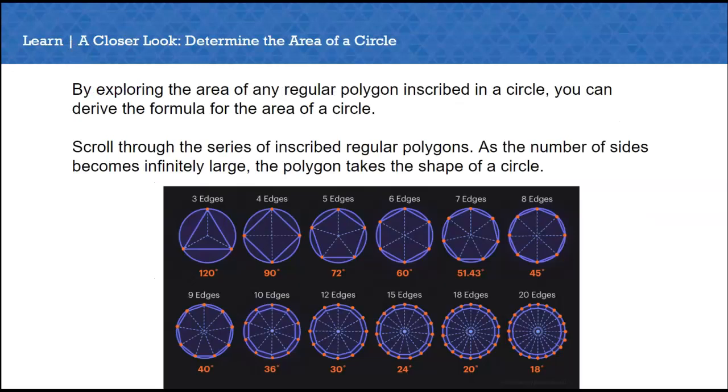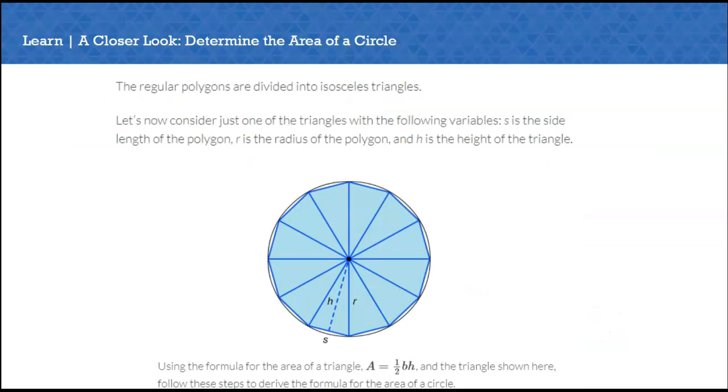So by exploring the area of any regular polygon inscribed in a circle, you can derive the formula for the area of a circle. As you're looking through the series of inscribed regular polygons, notice that as the number of sides becomes infinitely larger, the polygon takes the shape of a circle. The regular polygons are divided into isosceles triangles. Let's now consider just one of the triangles with the following variables.